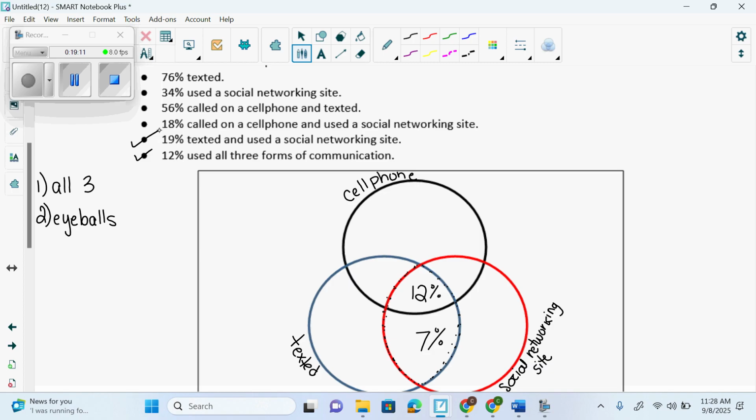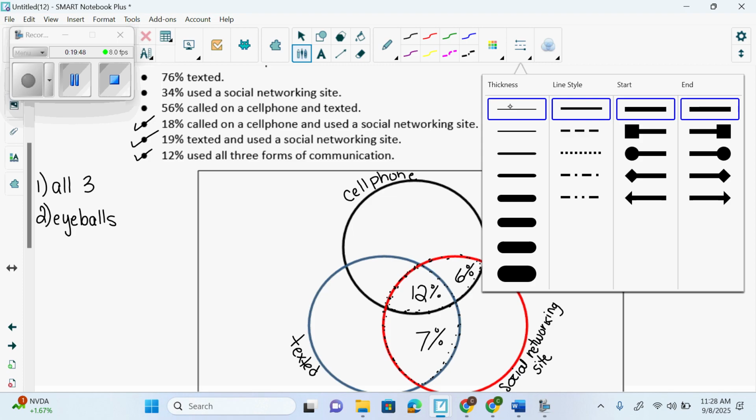Okay? 18 called on a cell phone and used a social networking site. Cell phone and social networking. So now that's this one. I need to have 18 in it. How many are currently in it? 12. So how many are here? 6. And that adds up to 18. There, it's an eyeball, right? The whole eyeball. You shaded the eyeball before.